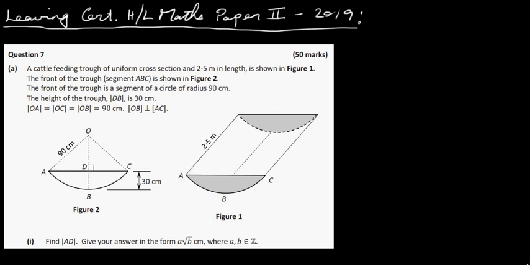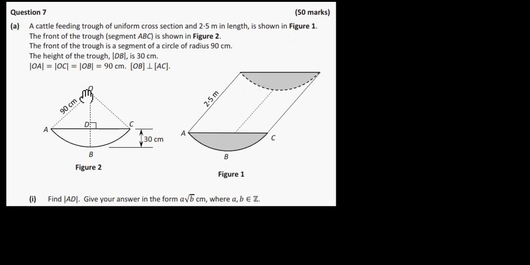Okay, so let's have a look at the Leaving Certificate Higher Level Maths Paper 2 for 2019 and question 7. So we have a cattle feeding trough of uniform cross section and 2.5 meters in length. So this is our length here, and this is figure 1. The front of the trough, segment ABC, so this is our trough here looking at it head on, so we've got ABC.